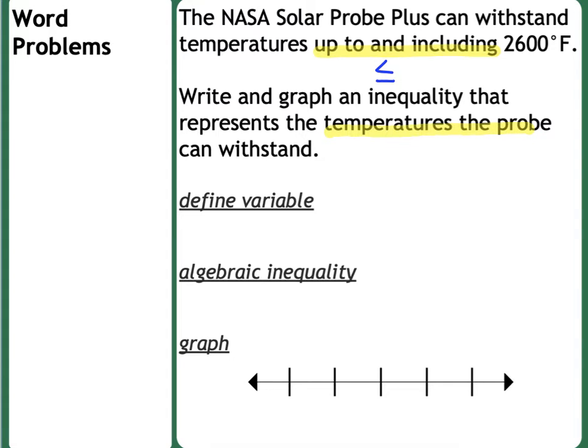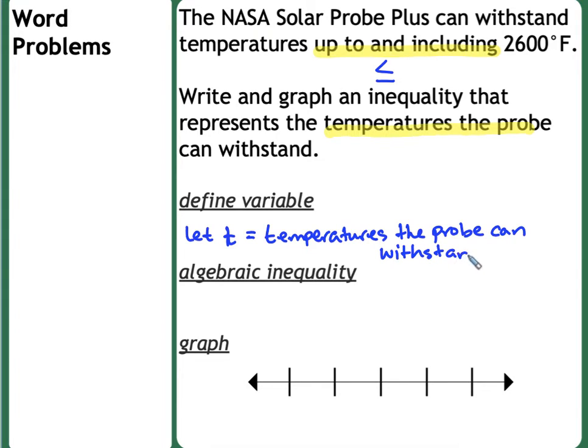So first we're going to define a variable. The variable is always what we're looking for, and we're looking for the temperatures the probe can withstand. So I'll do let T equal the temperatures the probe can withstand. And I'm going to put in parentheses that we're doing it in degrees Fahrenheit, so that way we know the units. So that temperature can be up to and including, so it can be less than or equal to 2,600.